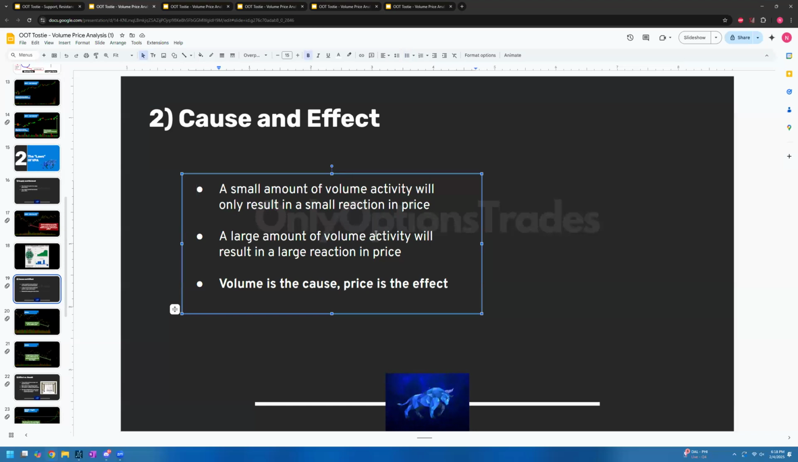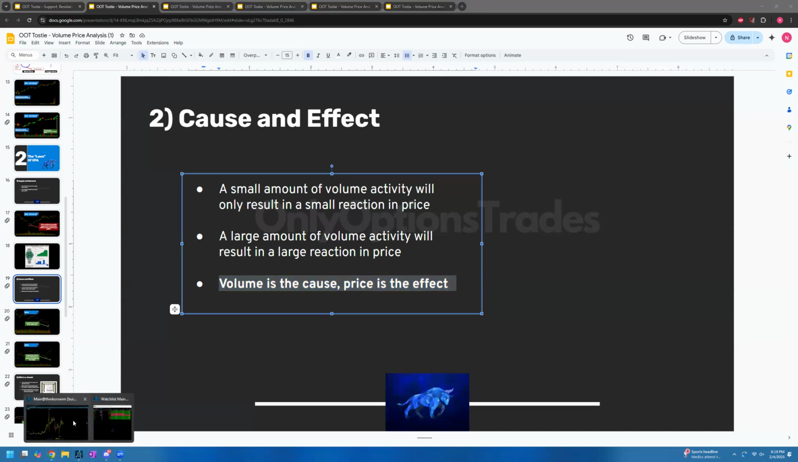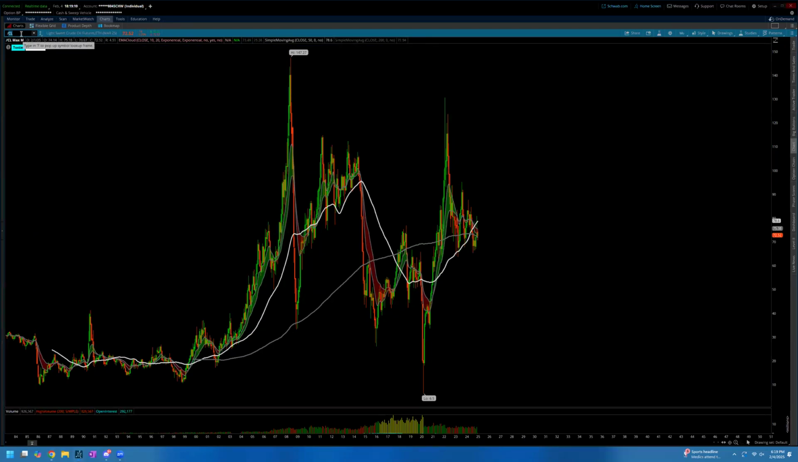A small amount of volume will generally only result in a small reaction in price. A large amount of volume will generally result in a large reaction in price. Volume is the cause and price is the effect, where volume is our buyers and sellers, people getting into the marketplace and causing shifts in price. If we lose all buyers and sellers in the market, price moves less.